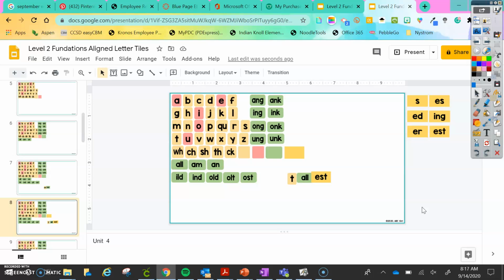So those were our suffixes today. We will be continuing to work on those all week long.